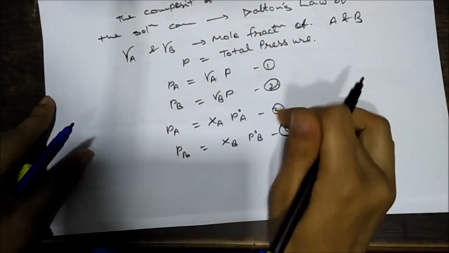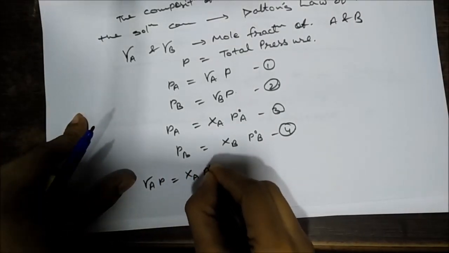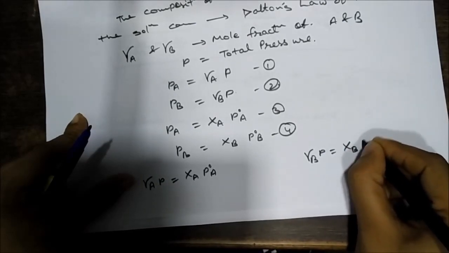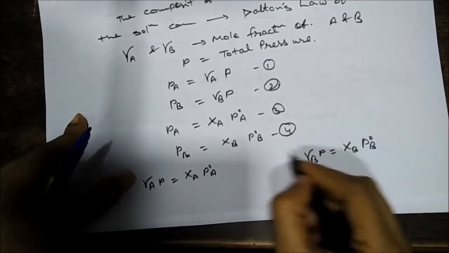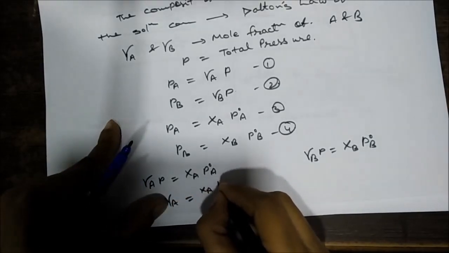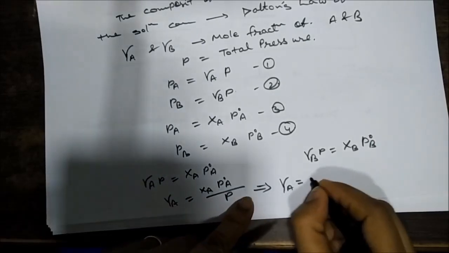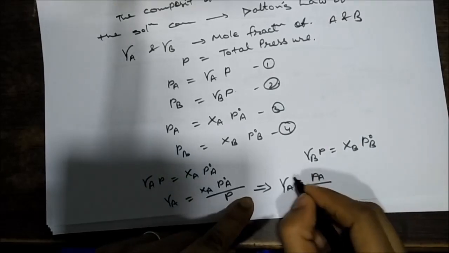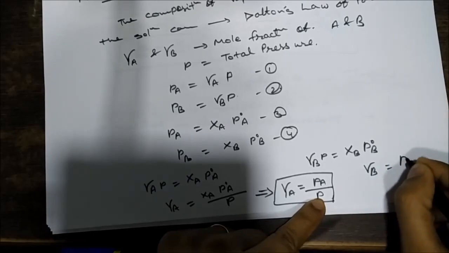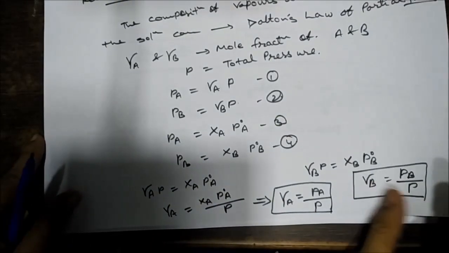On equating equations 1 and 3, it will become YA P equals XA P naught A, and YB P equals XB P naught B, or we can write YA will be equal to XA P naught A upon P, or YA will be equal to PA upon P. So this equation will become like this, and for the B component we can write YB is equal to PB upon the total pressure. So this is the relation between Raoult's law and Dalton's law.